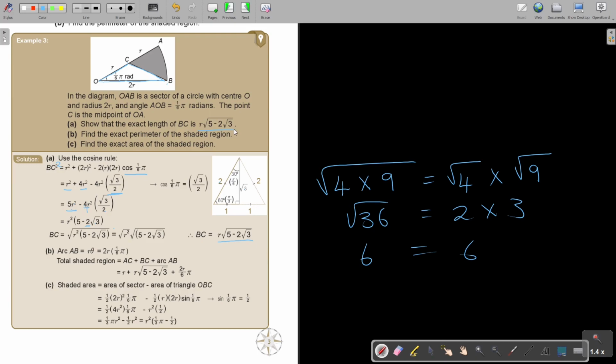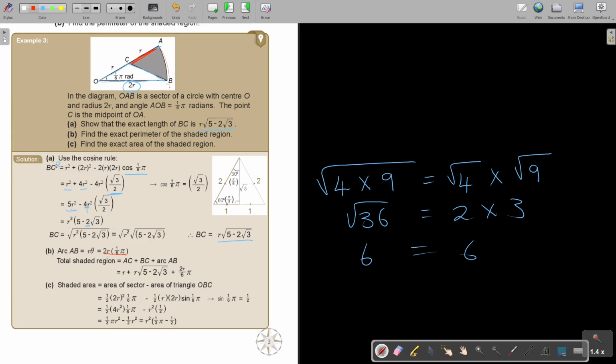And then find the exact perimeter of the shaded region. So the arc of AB is going to be r times the angle. Don't forget, it's 2r. In the place of r, you put 2r, times 1 over 6 pi. So the total shaded region perimeter: I'm already having BC, and I have CA. And I find that AB.